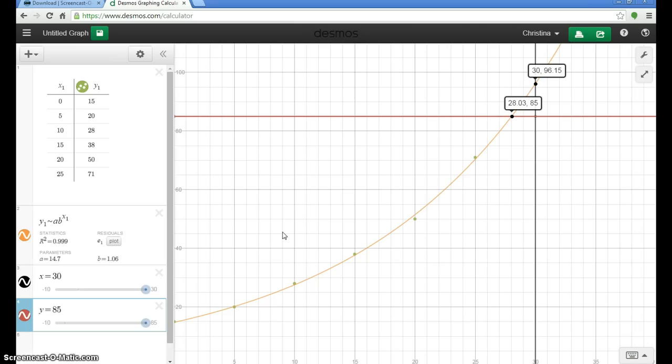Okay, I hope this helps in modeling things in Desmos and solving exponential function problems. Good luck, guys.